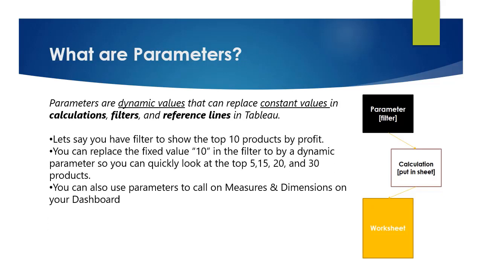So this is a use case scenario. Let's say you have a filter to show the top 10 products by profit. You can replace the fixed value 10 in the filter by a dynamic parameter. So you can quickly look at top 5, 15, 20, and 30 products. You can also use parameters to call on measures and dimensions on your dashboard.